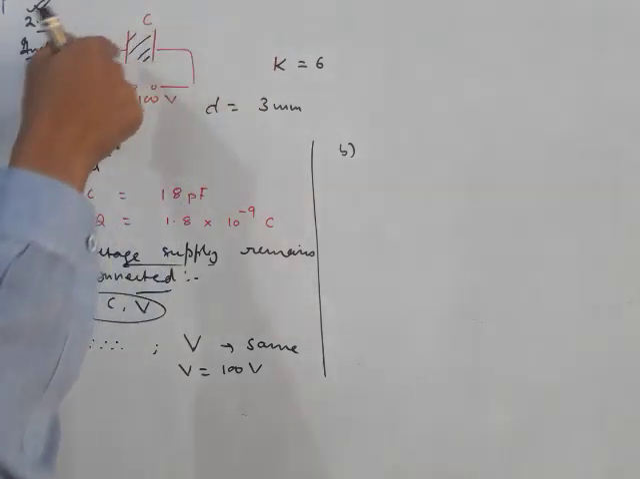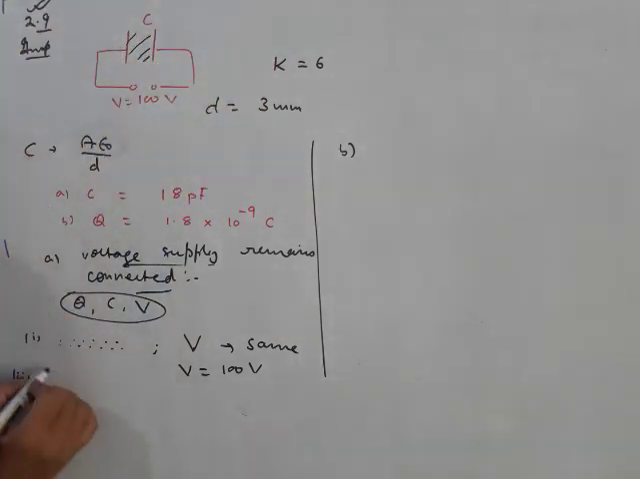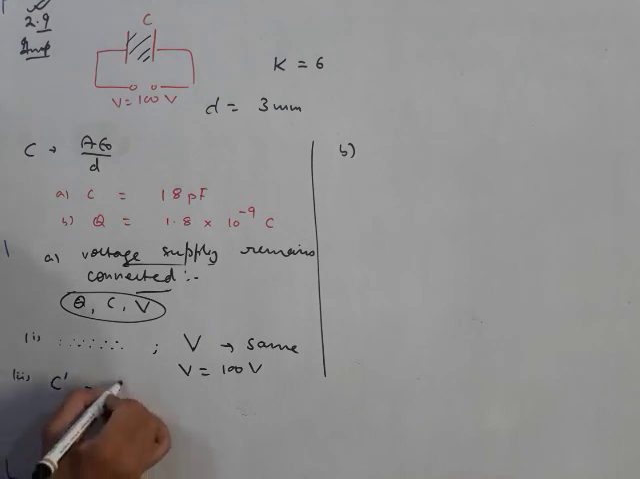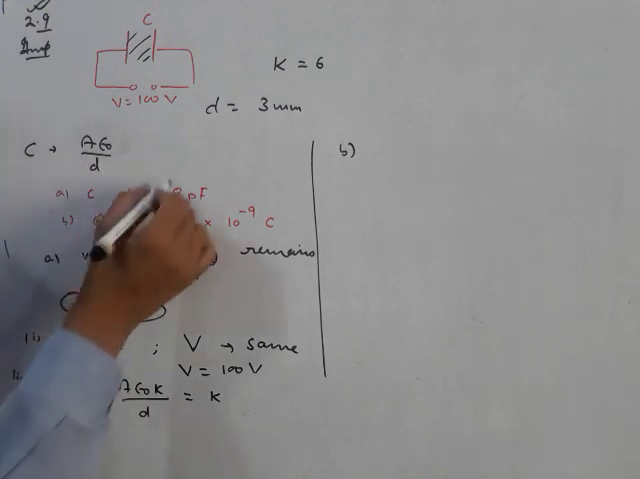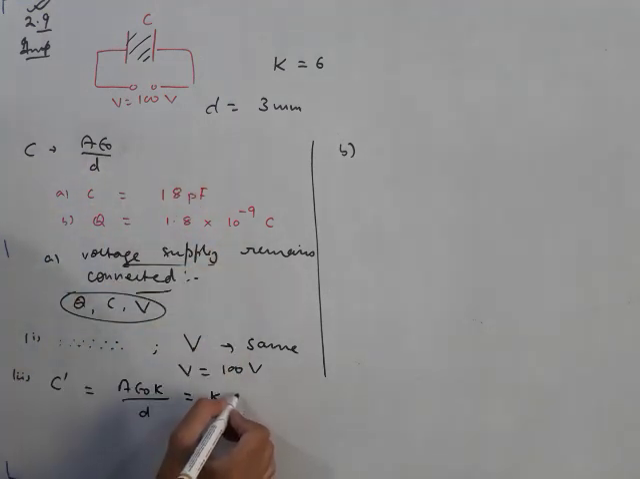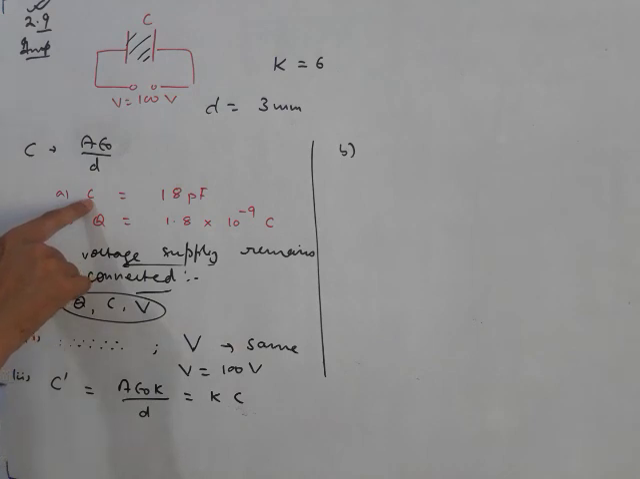Now we insert a dielectric sheet, therefore the new capacitance C dash we can write will become how much? A epsilon naught K upon D. This is K times A epsilon naught upon D. What is A epsilon naught by D? That is 18 picofarad. That is C. C was the answer for capacitance in question 2.8.